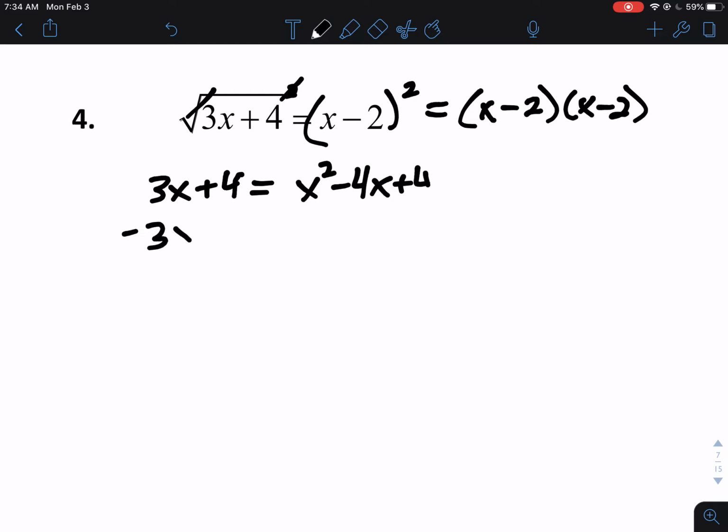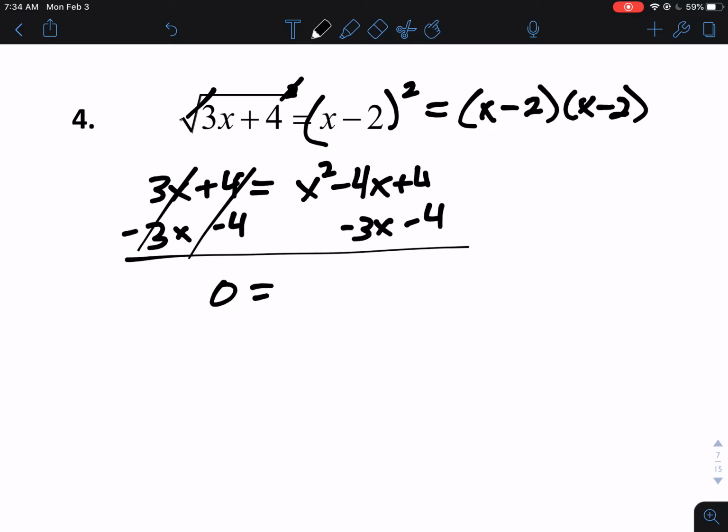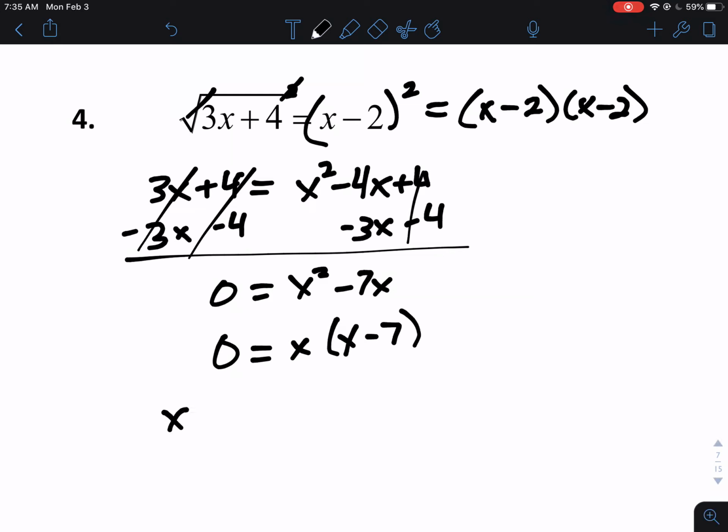Alright, so because it's quadratic, let's get one side equals 0. I'll do that by subtracting 3x and subtracting 4 from the left side. So 0 equals x squared minus 7x. Okay, so now let's go ahead and solve. The easiest way is to solve by factoring. And now we can go ahead and say what our two solutions are. So x is 0 and x can also be 7.